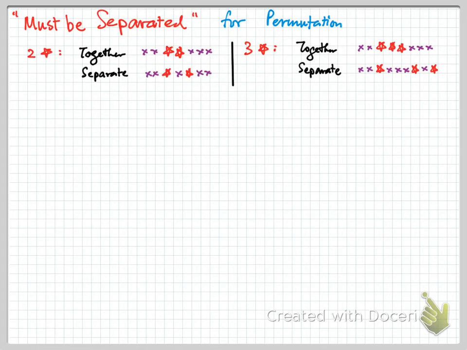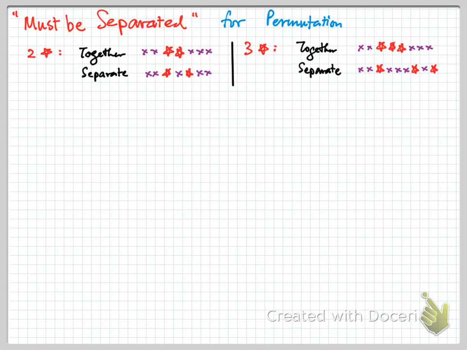Next up, we have permutation for things that must be separated. In the previous video, we talked about things that must be together. How can we not talk about things that must be separated? But before we go into the calculation, let's look at one important feature between togetherness and separation.